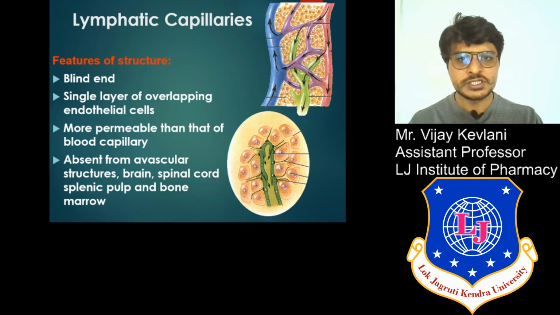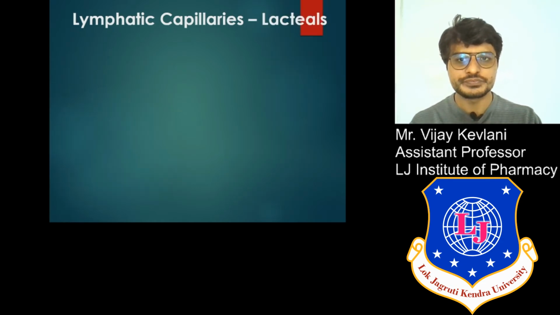Lymphatic capillaries. Features of the structure of a lymphatic capillary. It has a blind end, a single layer of overlapping epithelial cells, is more permeable than blood capillaries, and is absent from avascular structures, brain, spinal cord, splenic pulp and bone marrow.